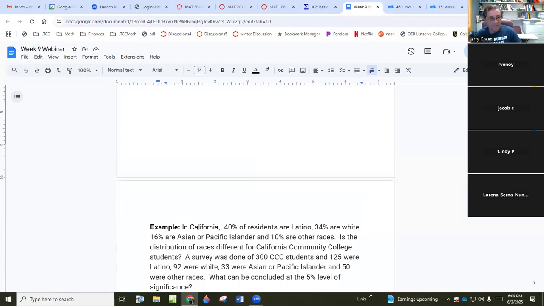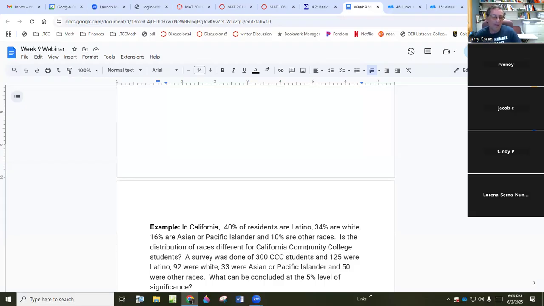In California, 40% of all California residents are Latino. 34% are white. 16% are Asian or Pacific Islander. And 10% are other races. Okay, and that could be African American, it could be Native American, or whatever it might be.